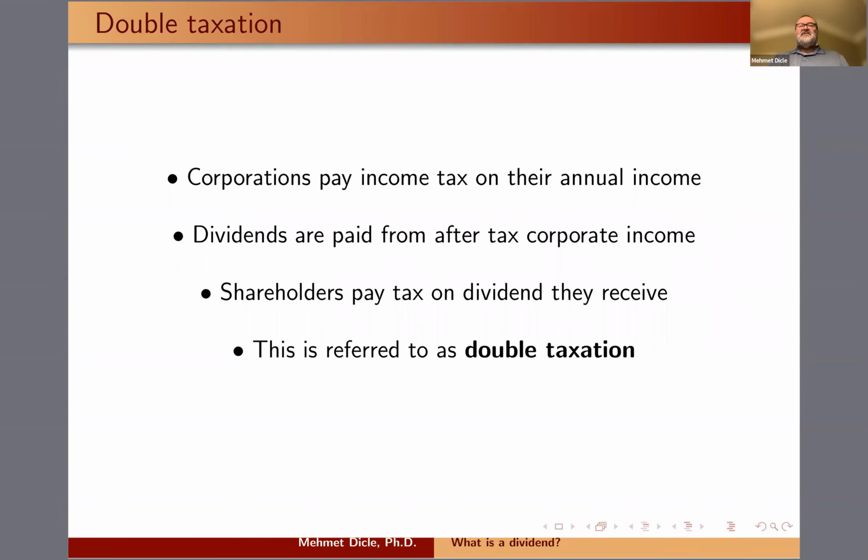There's a double taxation argument, or a fact. Corporations pay income tax on their annual income, and dividends are actually paid from after-tax corporate income. And then as a shareholder, when I receive dividends on the shares that I own, now I have to pay taxes on them. And so the corporation pays taxes, I pay taxes on the dividends, and this is referred to as double taxation.